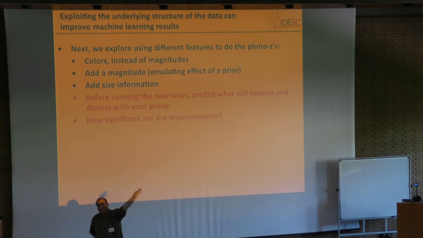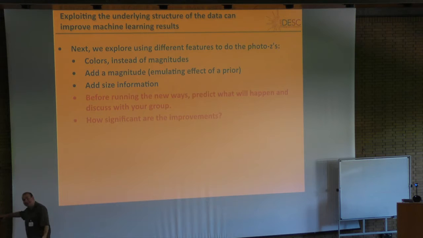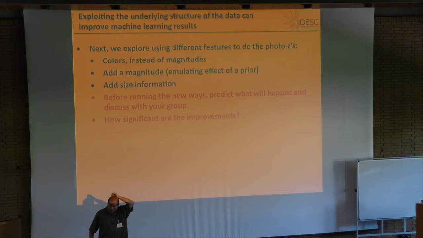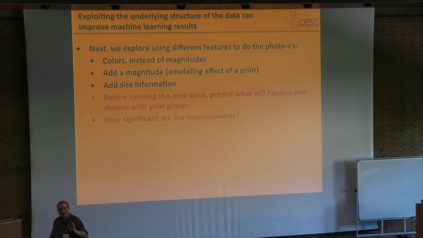In this case, we're getting at it because we know that as you shift an object in redshift, mostly the color changes, the magnitude changes a little, but there's a wide range of possible magnitudes at a given redshift. So colors are more informative. And we know that, and we're giving a shortcut to the machine learning algorithm that puts that structure in. It certainly should be possible to have a machine learning algorithm that could pick that up on its own.